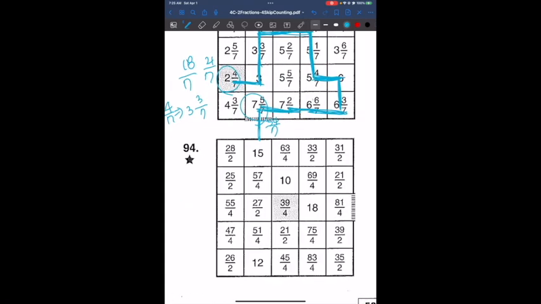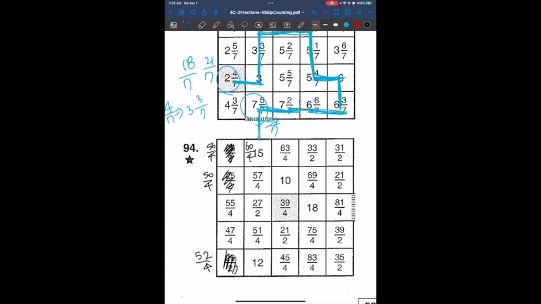Now, this is our last problem of the video. So, there's a mix of many denominators. So, we're going to change all the ones with a denominator of 2 into 4s. So it's going to be 56 over 4, 50 over 4, 52 over 4, 30 over 2, or 60 over 4 now.